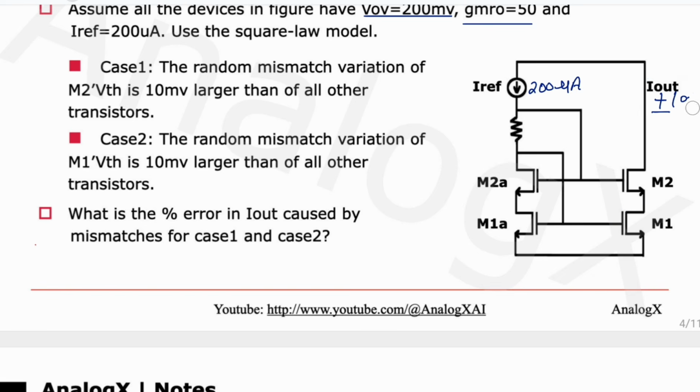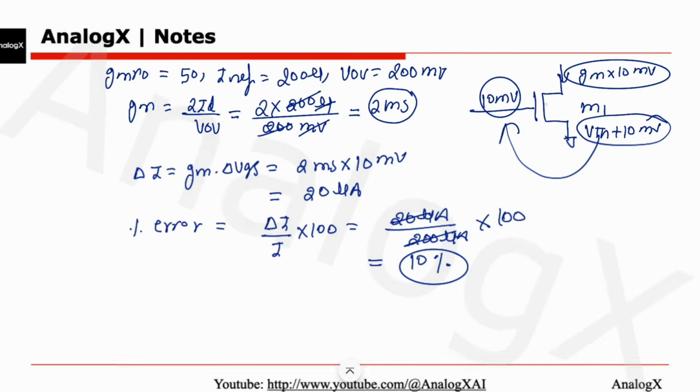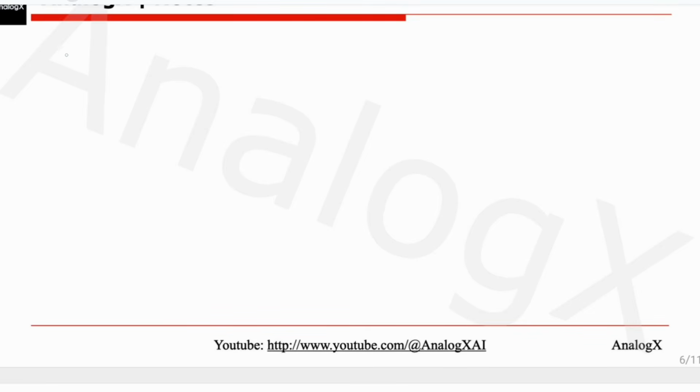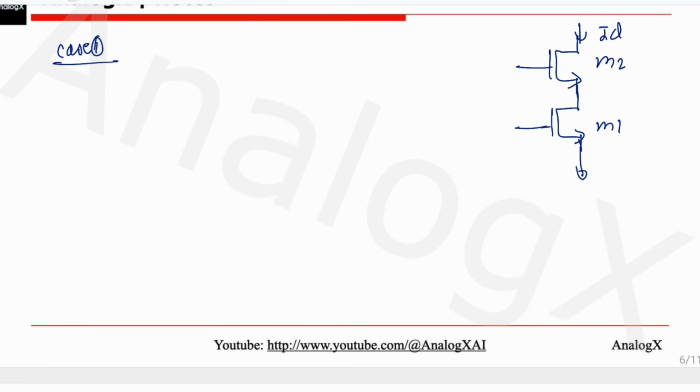Now let's solve the second case. In the second case, here there will be a 10 millivolt mismatch. Now let's see the effect of this mismatch on this current. So in case 1, this one is M2 and this one is M1, and this one is ID. So this has plus or minus 10 millivolt of error.